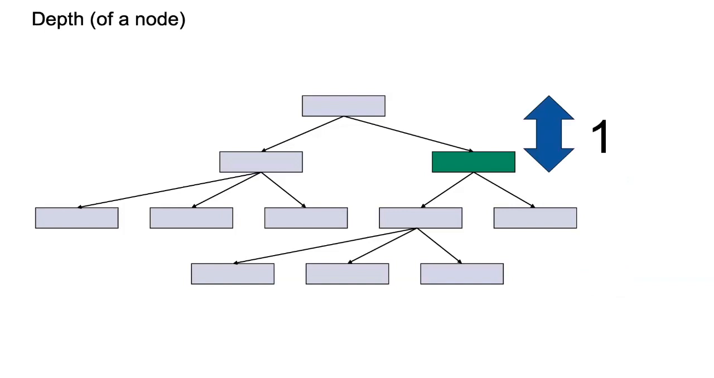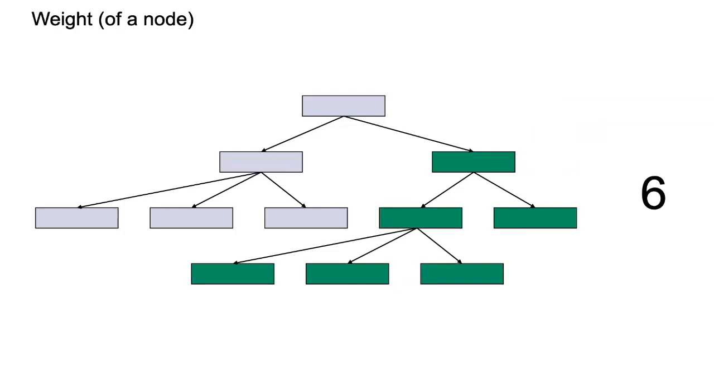We have the notion of the depth of a node. That's the number of edges that separate it from the root. We have the notion of the weight of a node, which is the number of descendants it has, including itself. In that case, that's 6, right? So yeah, you have a few concepts like this.